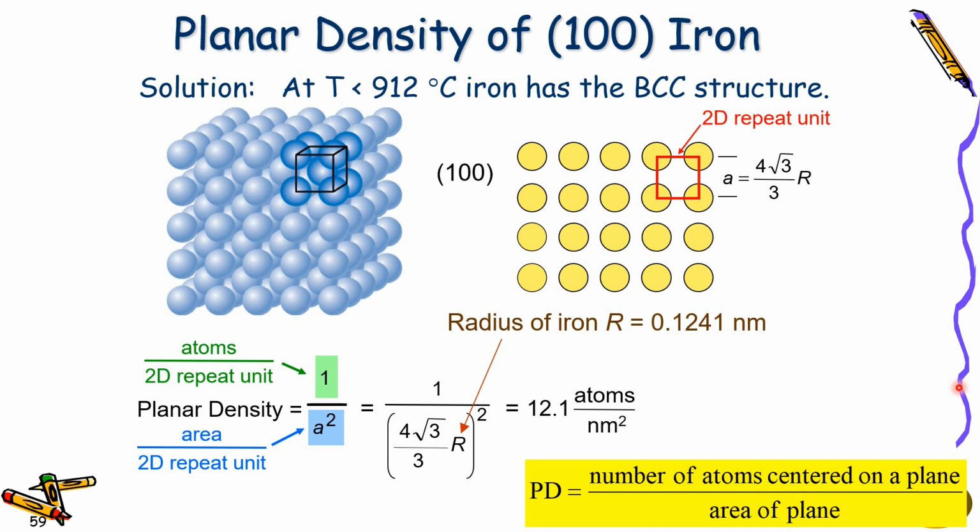Now that means what? There are 12.1 atoms in this area. Okay? So if you do the calculation per square meter, that means 1.2 times 10 to the 19th atoms in this square meter. Okay, so this is the planar density of 100.